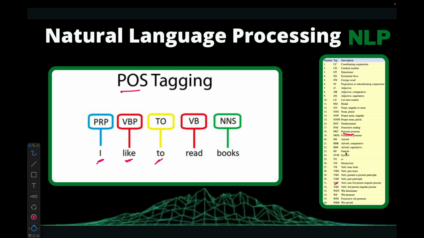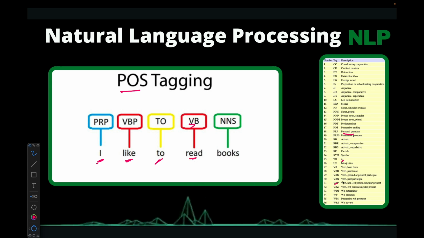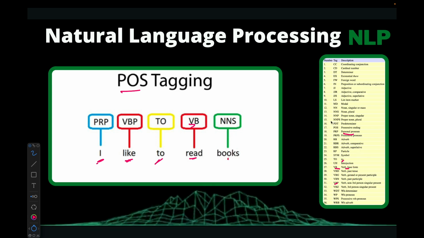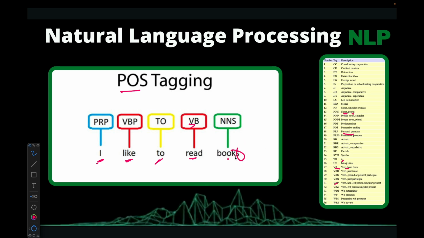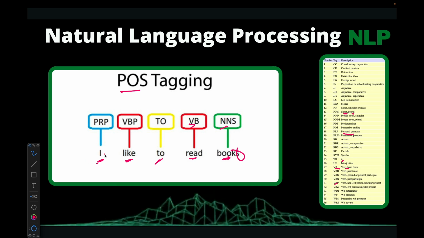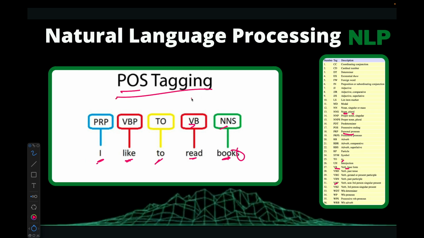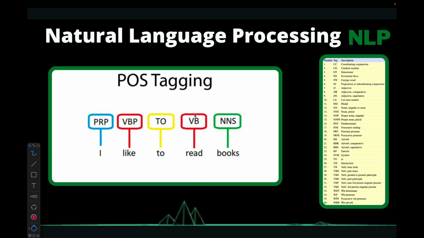And then to is represented as to, as you can see over there. And then read is a verb, VB, the verb base form. And then books is NNS, which, if you go here and see, is noun plural form, because it's books. But if it's just book, then it's going to be just NN. So that's how we do part of speech tagging. We tag these things respectively, so that's why we refer to it as part of speech tagging. All right, so now let's get to the lab session to see a demonstration of these.